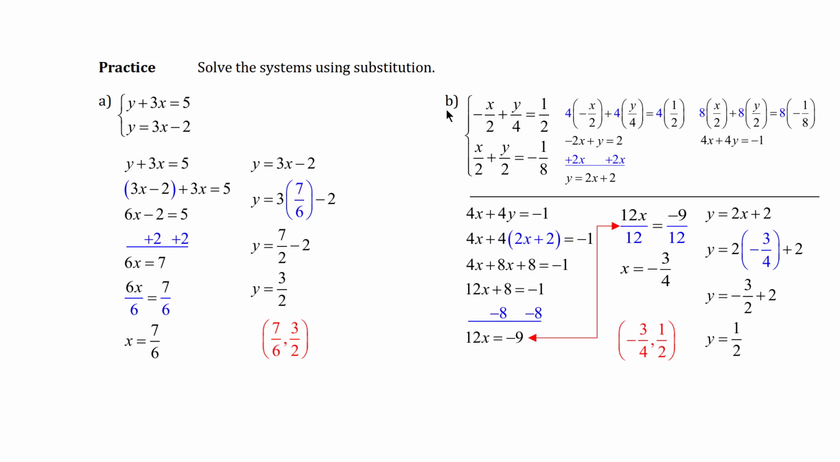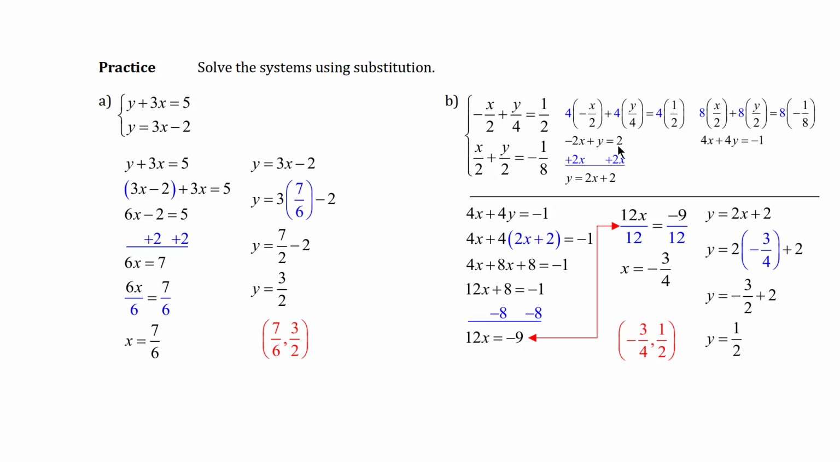Moving on to part B, we get rid of the fractions for the first equation by multiplying by the LCD of 4. So we get 4 times negative x over 2 plus 4 times y over 4 equals 4 times 1/2. Simplifying the left-hand side, 4 times negative x over 2 is negative 2x. 4 times y over 4 is just y. And on the right-hand side, 4 times 1/2 is 2. The result is negative 2x plus y equals 2.